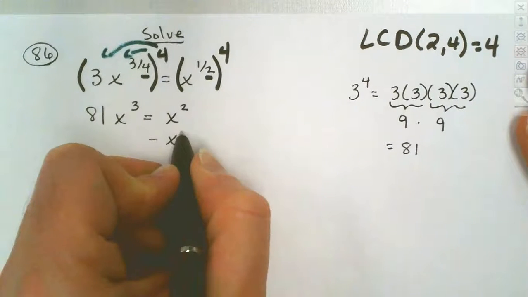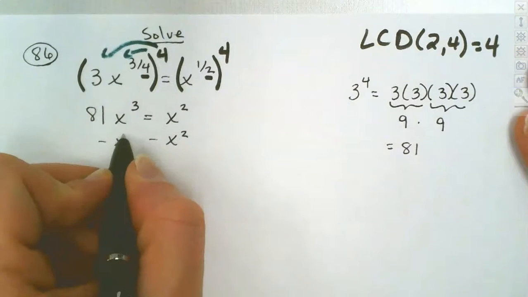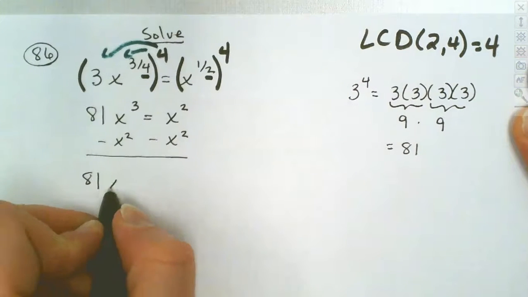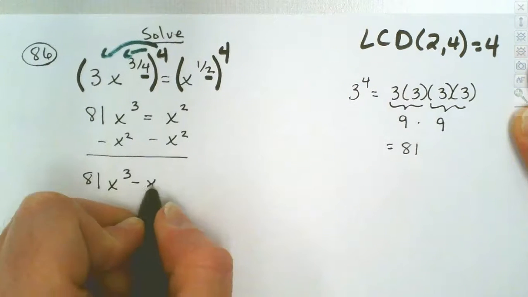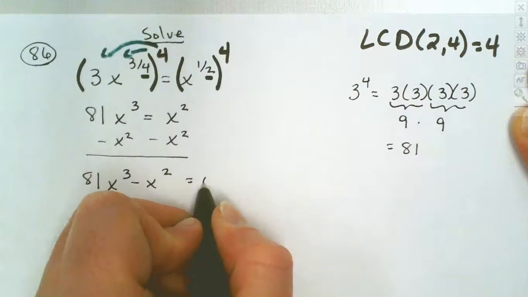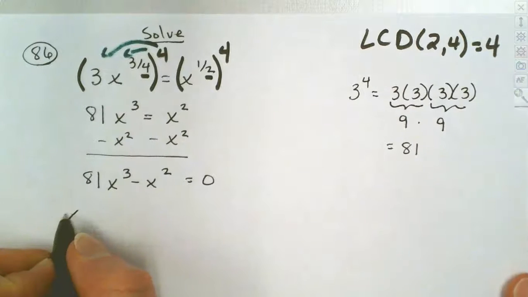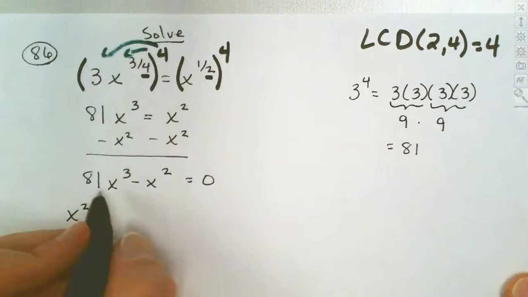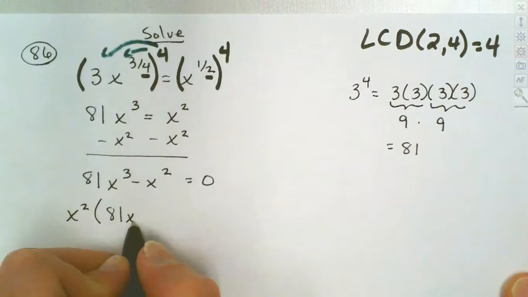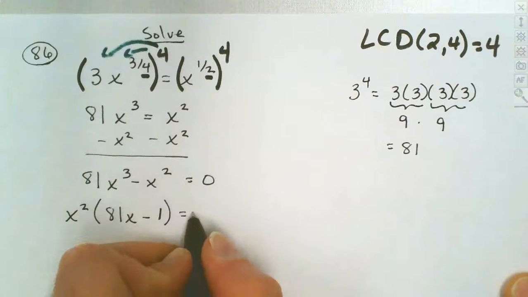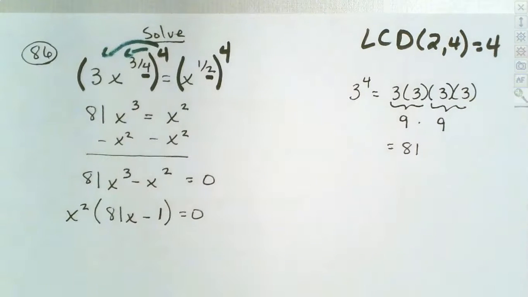Now what can we do? Well, we can set this to 0 and factor it. And what can we factor out? Well, it looks like these both have an x squared in common. So I'm going to factor out an x squared. And that leaves you with an 81x minus 1, because that x squared can come out. We're going to get our 2 solutions.